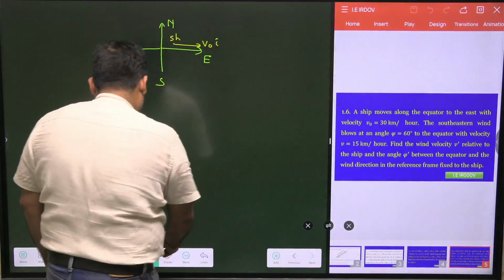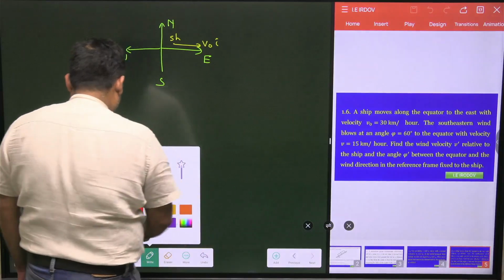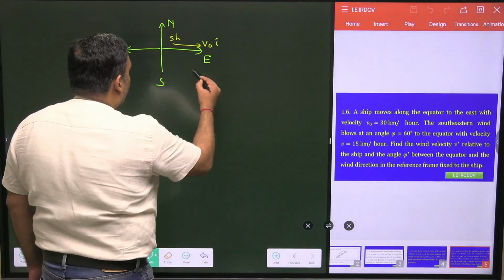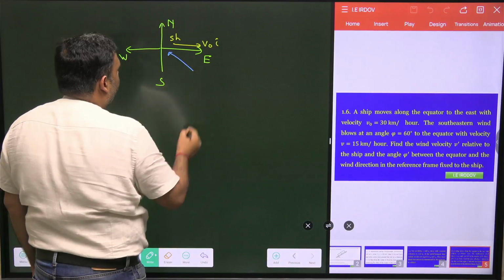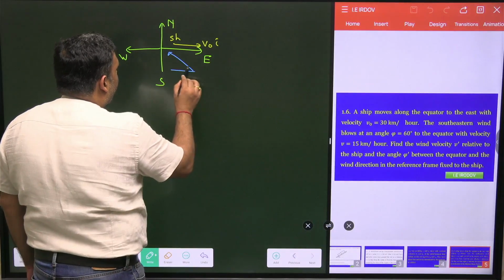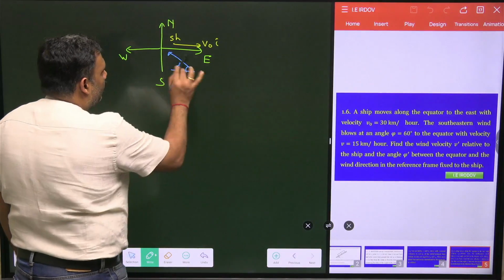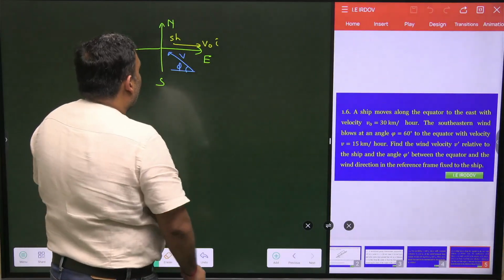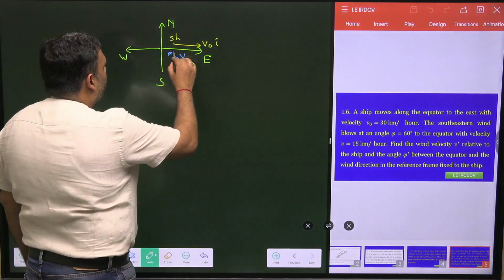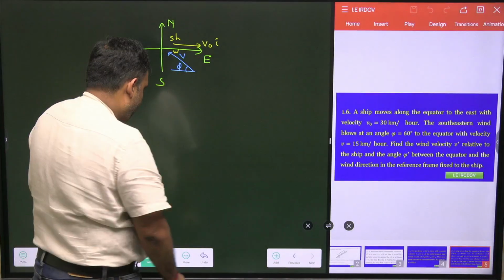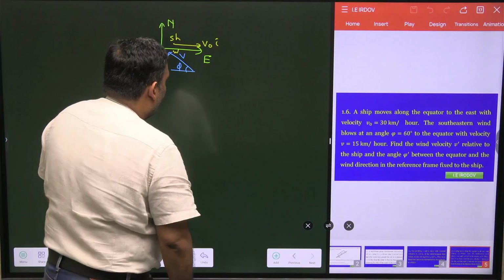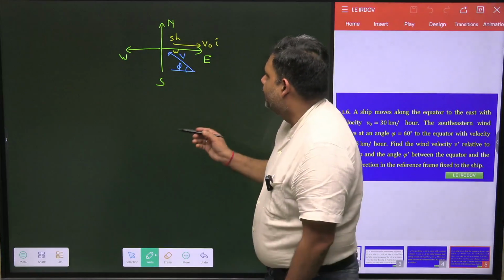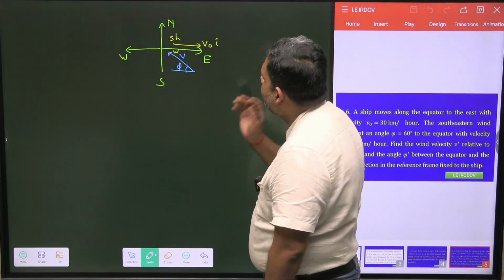I am taking another color. This southeastern wind is coming in this particular direction, something like this, making angle phi with the x-axis, and it has velocity v. So this is the velocity of the wind, and this angle is phi. We can write each and every expression.